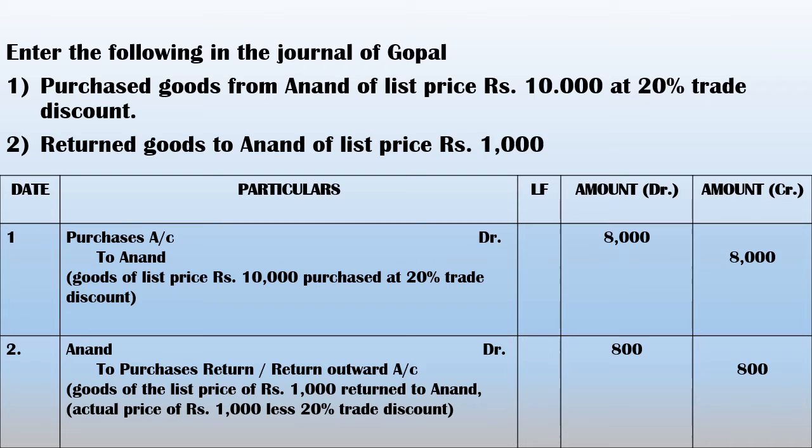Purchased from Anand, so the purchases account is debited because it is an expense. According to the nominal account, we will debit purchases, and Anand becomes the giver. Here again we have 8,000, 8,000. Goods of list price rupees 10,000 purchased at 20% trade discount. Returned goods to Anand. Anand is becoming the receiver. To purchase return or return outward.